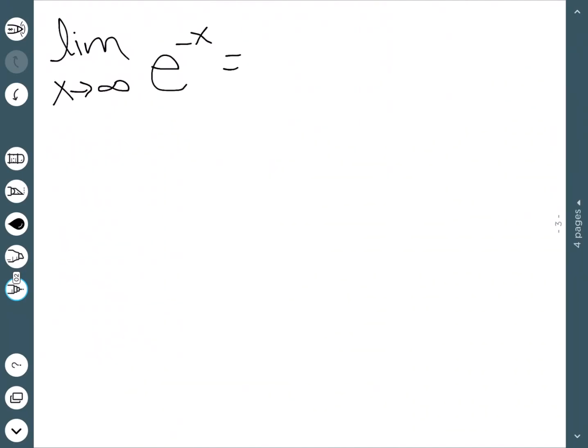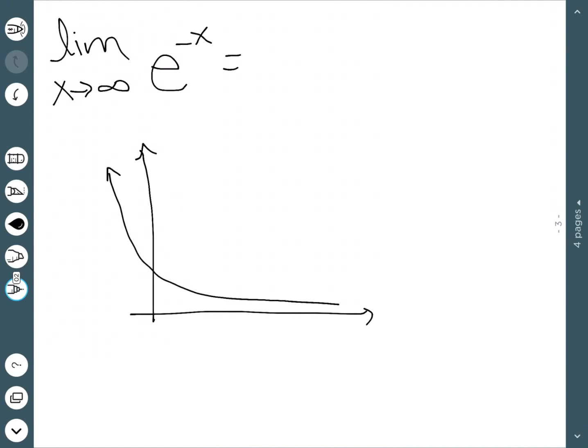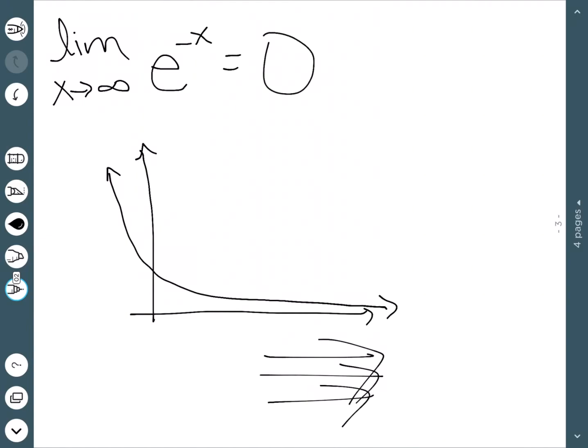What about the limit as x approaches infinity of e to the negative x? Well, now it's important to think about what the graph looks like. The graph of e to the negative x looks like this. And we can see as we go further and further out, we're going to get closer and closer and closer to 0. So the limit as x goes to infinity of e to the negative x is 0.